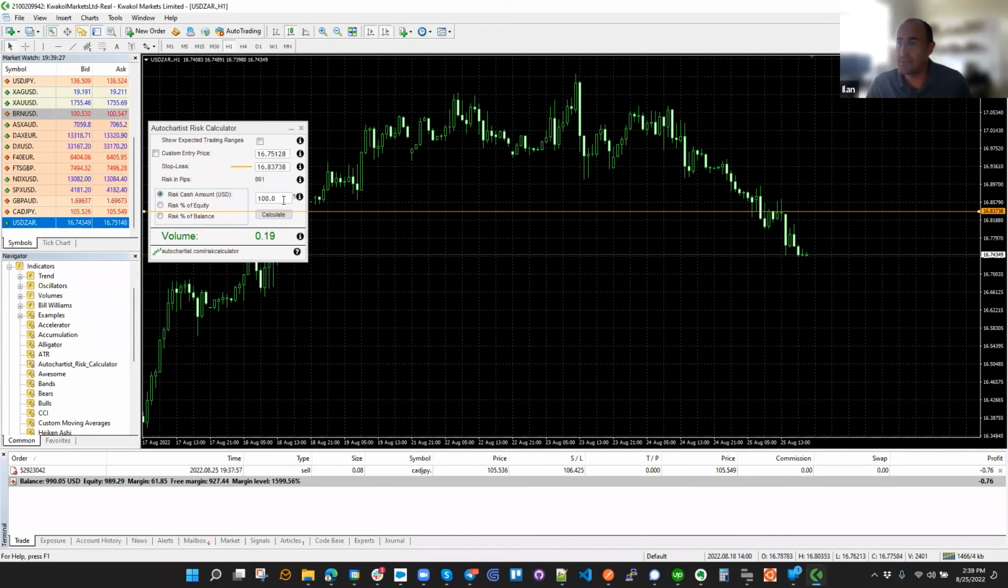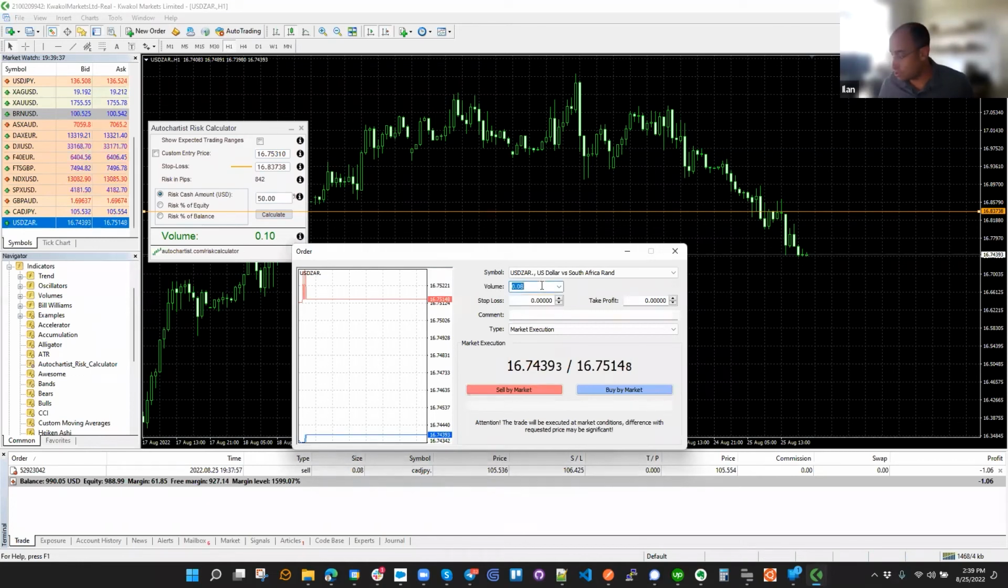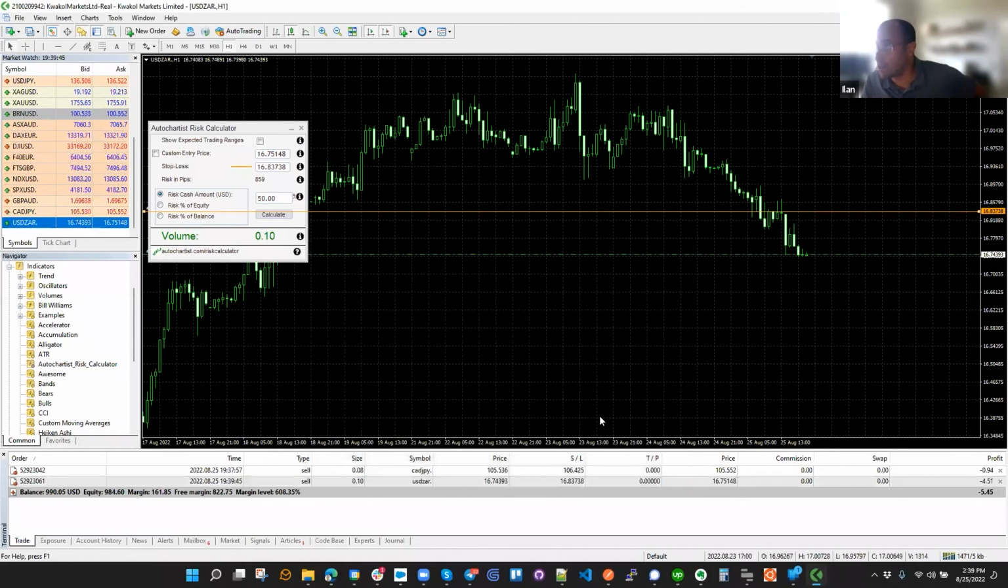So now it's telling me if I want to trade again $50, 0.1. So now I would set my volume to be 0.1, my stop loss to be here. I would sell at market. Okay, so again, I'm in the market, 2 different instruments, 2 different position sizes, but on both of them, I am only risking $50.